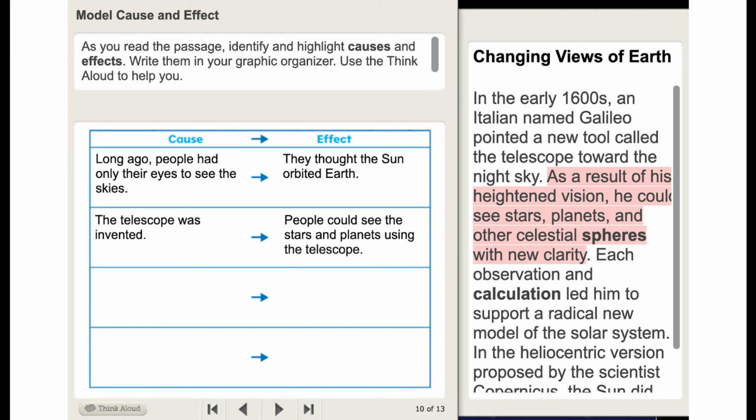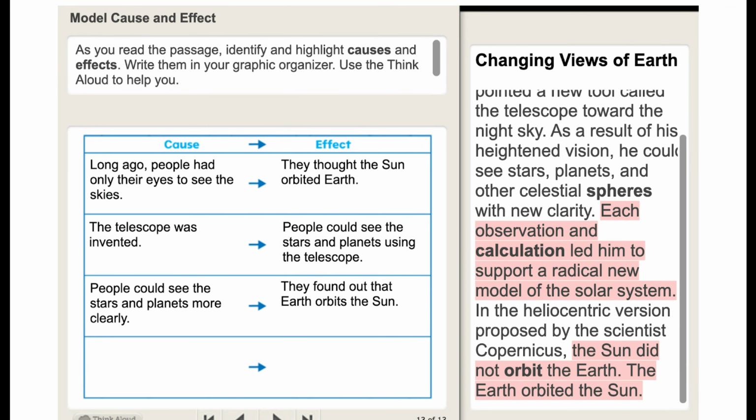We are going to find one more example. Let's focus on how people could now see the stars and think about how some of their thoughts changed. Because remember, our essential question was, how can scientific knowledge change over time? Well, with the invention of the telescope, they developed new findings. Here's our last example. Because they could see the stars and planets more clearly, the effect was they found out that the Earth orbits the sun. So as you're reading, think about how we can identify cause and effect relationships to help us understand how scientific knowledge can change over time.